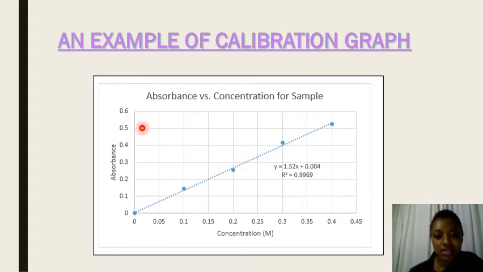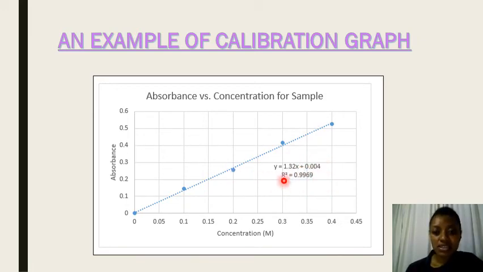From the graph shown here, according to y equals mx plus c, this is how it looks: y equals 1.32x plus 0.004. The y corresponds to absorbance and the x corresponds to concentration. With this graph, for an unknown solution, you can calculate the concentration just by looking at the absorbance value detected by the spectrophotometer. You place the absorbance value in place of y, and you can find the concentration by making x the subject of this equation here.